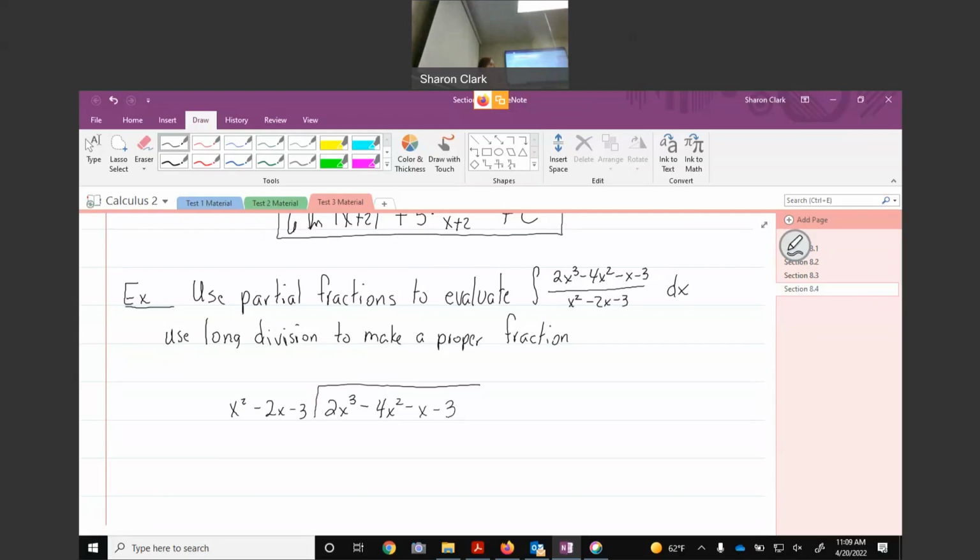Okay, so 3 terms on the outside, 3 terms on the inside. We're going to write our answer above the third term. We're comparing x squared to 2x cubed. What do I multiply x squared by to get 2x cubed? 2x. 2x times x squared is 2x cubed. 2x times negative 2x is negative 4x squared. 2x times negative 3 is negative 6x.